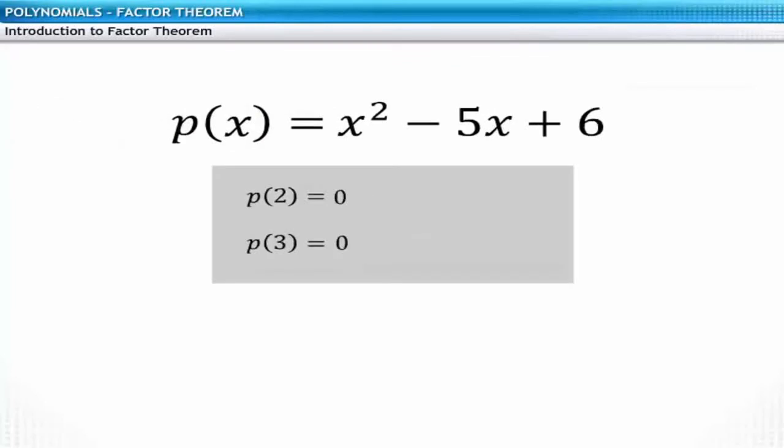Based on the above discussion, we can sum up that p of 2 is equal to 0 if and only if x minus 2 is a factor. Similarly, p of 3 is equal to 0 if and only if x minus 3 is a factor.